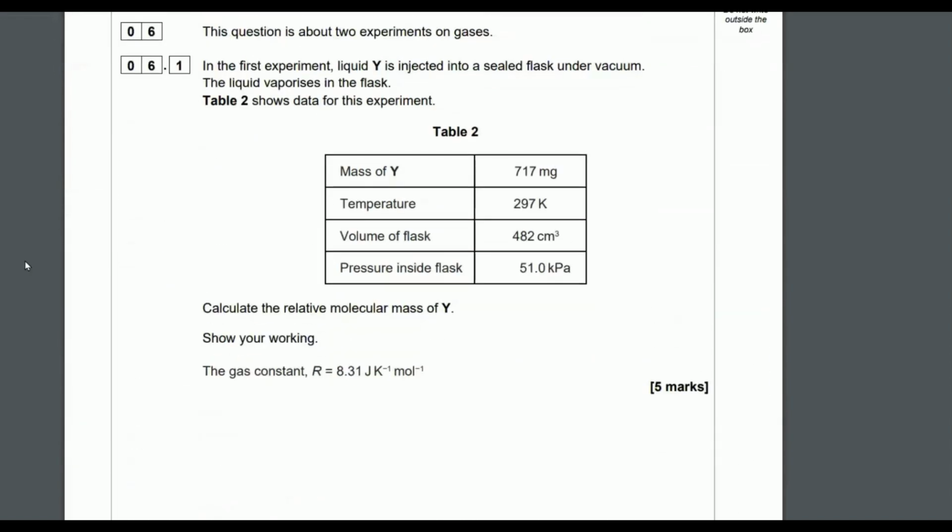Okay, question 6. This question is about 2 experiments on gases. In the first experiment, liquid is injected into a sealed flask under vacuum. The liquid vaporizes in the flask. Table 2 shows the data.